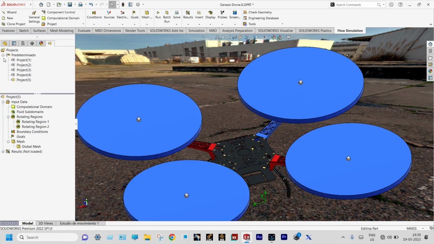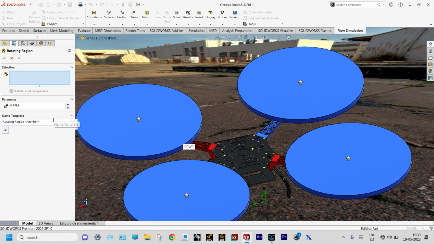Done. Now other two, so this one and that one will be moving in counterclockwise direction or anti-clockwise direction with the same angular velocity, right? So insert rotating regions. Let us select that dummy spaces. This one will be moving in anti-clockwise direction, so it will be minus 1000 rpm. You can see the direction is counterclockwise.